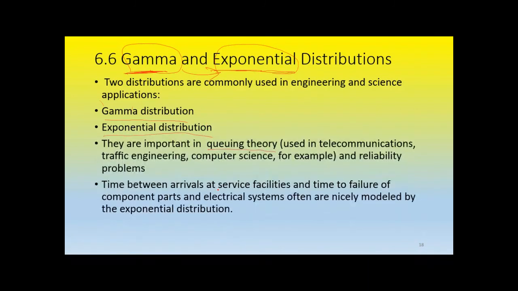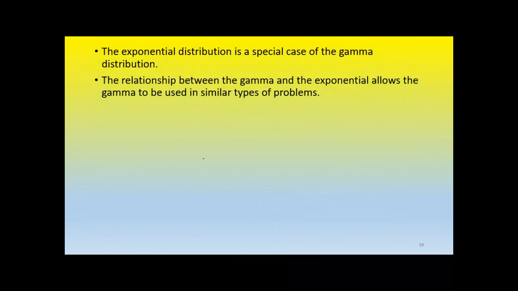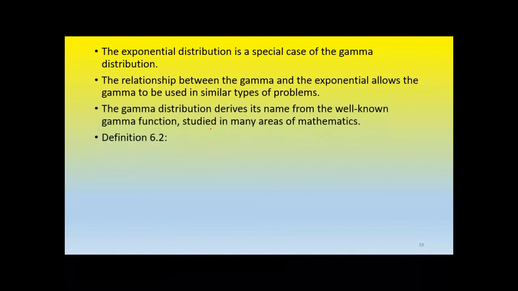Time between arrivals at service facilities and time to failure of components in electrical systems often are nicely modeled by exponential distribution, which is a special case of gamma. So that's what is given there, a special case. Exponential is a special case of gamma, and it's a relationship that allows the gamma to be used in similar type problems. The gamma distribution derives its name from the well-known gamma function studied in many areas.